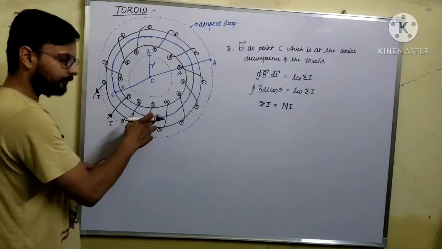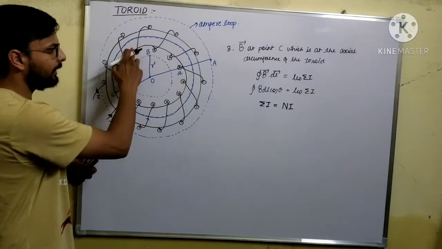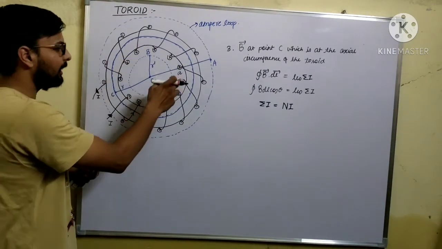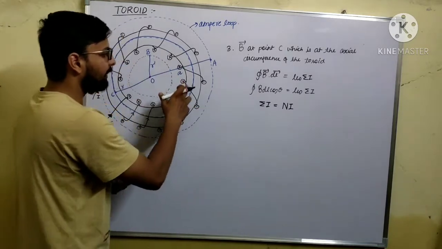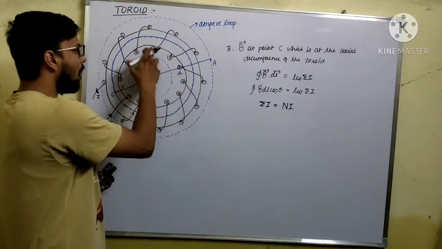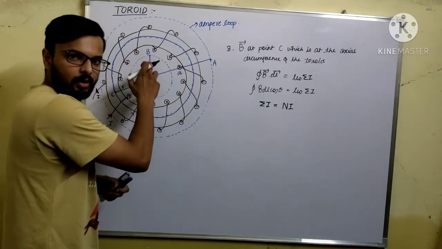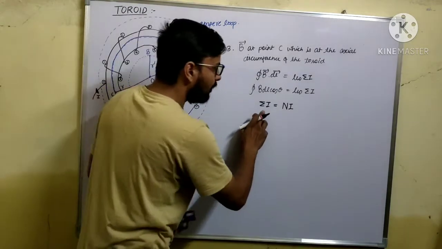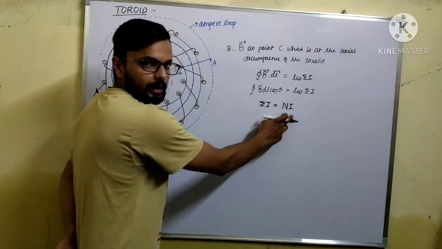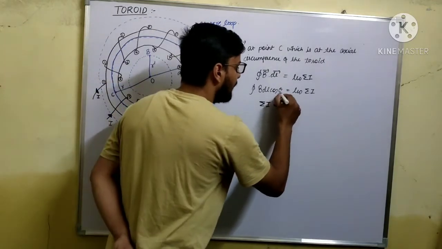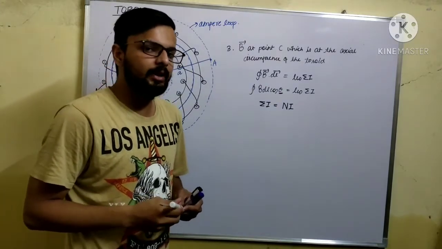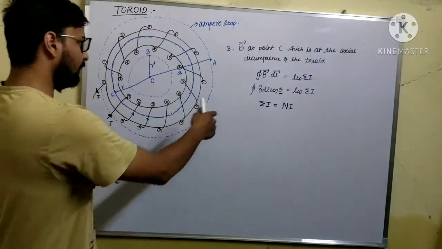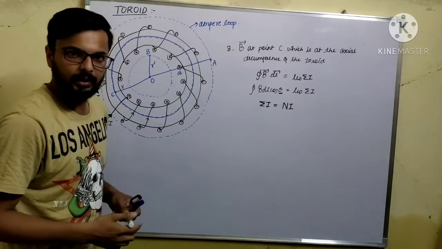If we are having n turns in the toroid, we will see the sum of current across all the n turns of the toroid. So the summation of I will become Ni. Now you see this theta. This theta is the angle between the element dl and the magnetic field.